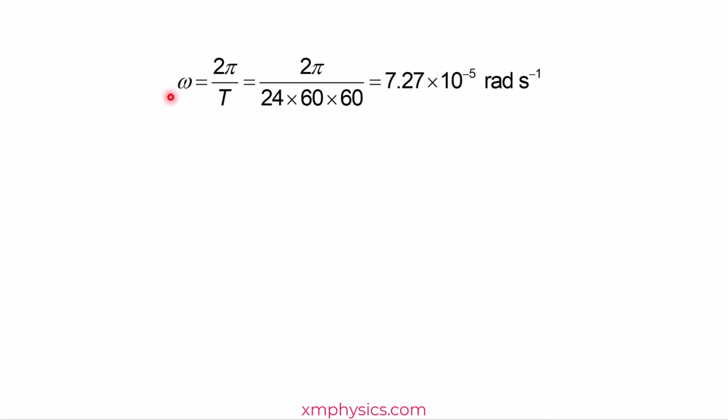So first, let's calculate the required angular velocity. It should be 2π divided by 24 times 60 times 60, because the Earth takes 24 hours to do one round. So we want our angular velocity to match the rotational speed of the Earth. So turns out this is the required angular velocity if we want our satellite to match the Earth's rotation.